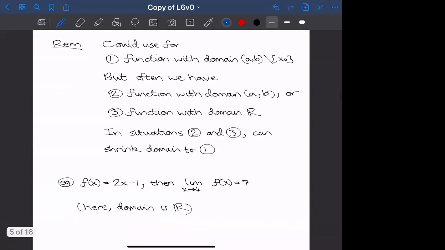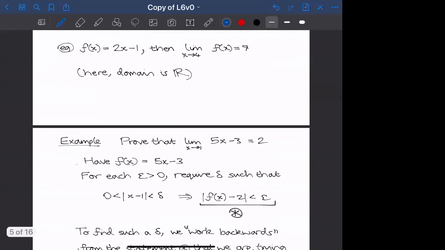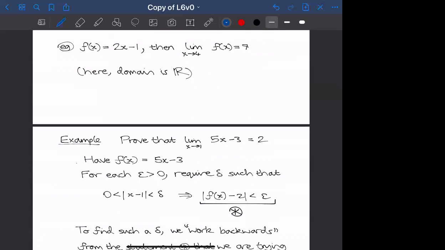So for example, if I take f(x) equals 2x minus 1, then the limit as x goes to 4 is 7 in the precise definition which we gave one slide ago. And notice in this case the domain is the whole of R, but we can shrink to a smaller domain. So you could prove this example using the definition. Let's do another example. You could do the top one yourself for practice.